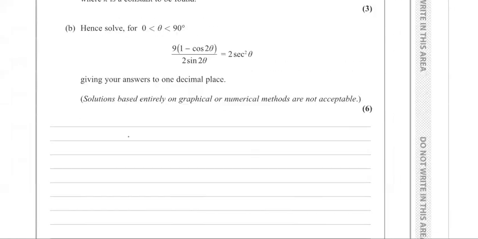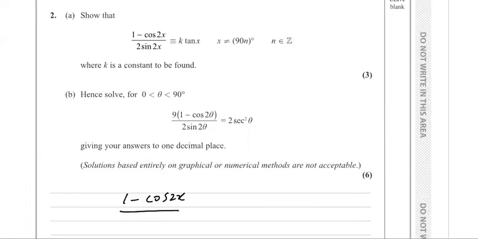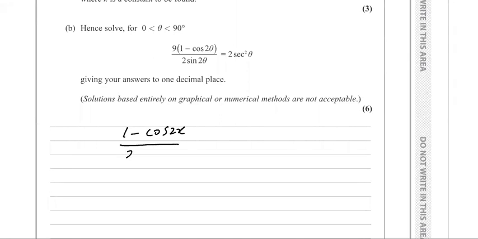It's given that (1 minus cos 2x) over (2 sin 2x) is equal to k tangent of x. That is what we have to prove. So first take this side, the left hand side. Okay, let's take the left hand side.